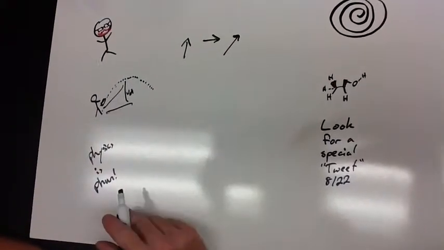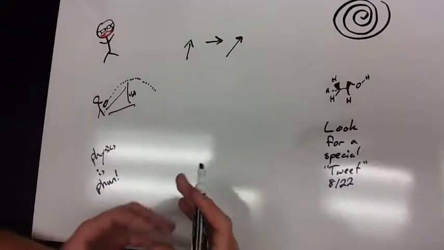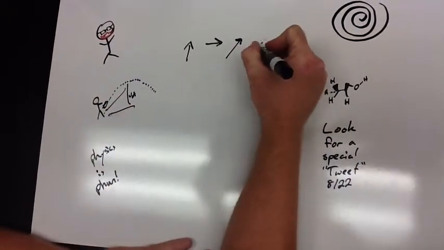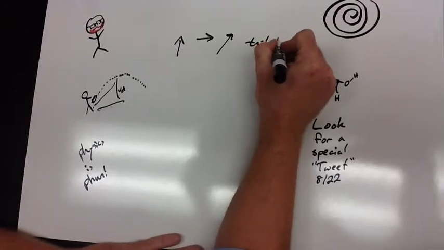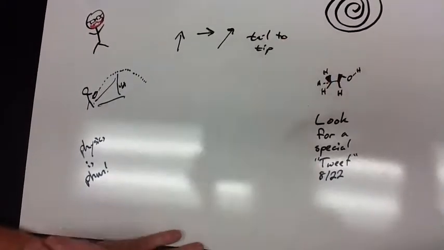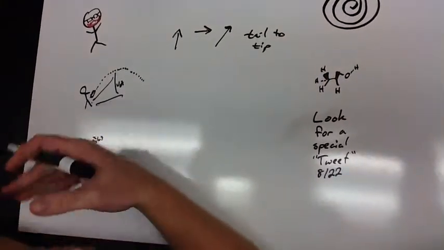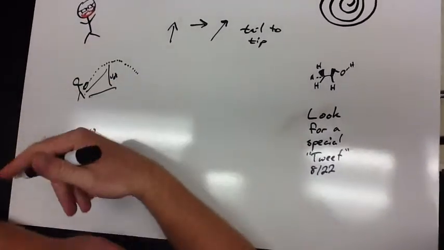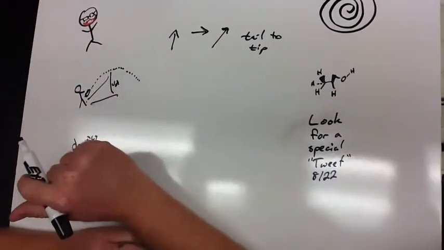Okay, so if I want to take a vector and I want to add them, we have a thing that's called tail to tip. I'm going to take the tail of one vector and I'm going to add it to the tip of the other arrow. So I'm going to give you an example.